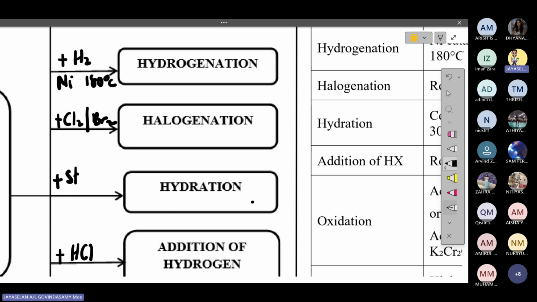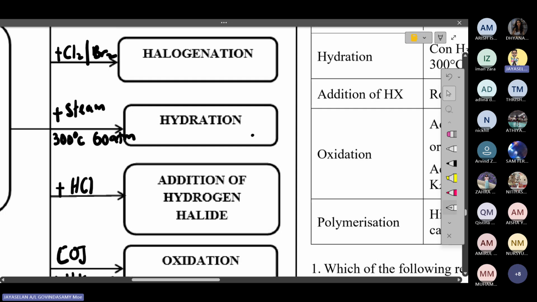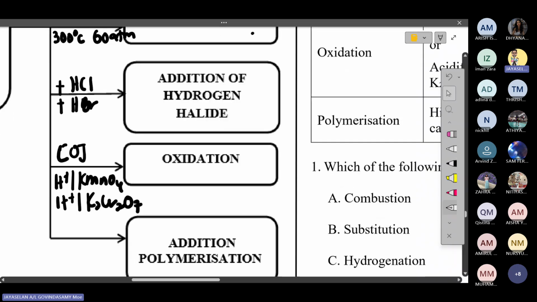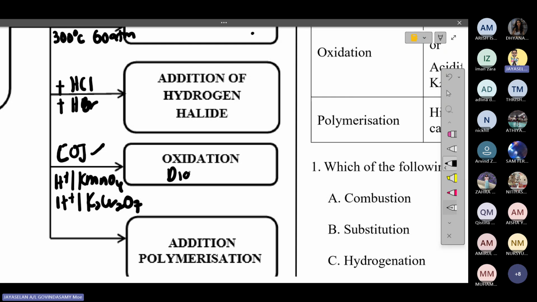Then hydration means they add what? You put steam. Don't put water, water wrong. Steam, because the water will be under high pressure, 300 degrees Celsius, 60 atm. You will get alcohol. Addition of hydrogen halide: they add hydrogen halide, so maybe hydrogen chloride or hydrogen bromide or hydrogen iodide. Oxidation, must remember, symbol, you will get what compound? Diol compound, dialcohol. Alcohol with 2 OH.